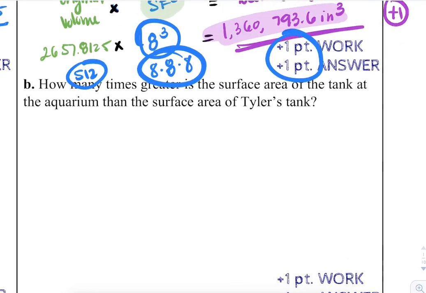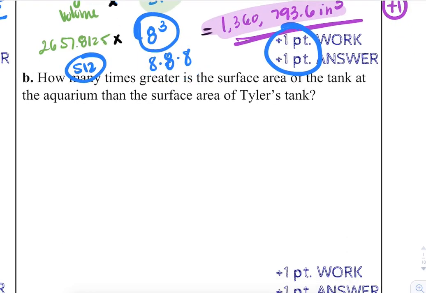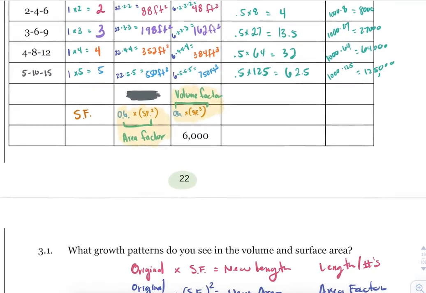Okay. So, second question, how many times greater is the surface area? Again, times greater surface area. So, in your notes on page 22, it says here, area. There we go. It is scale factor squared bigger.